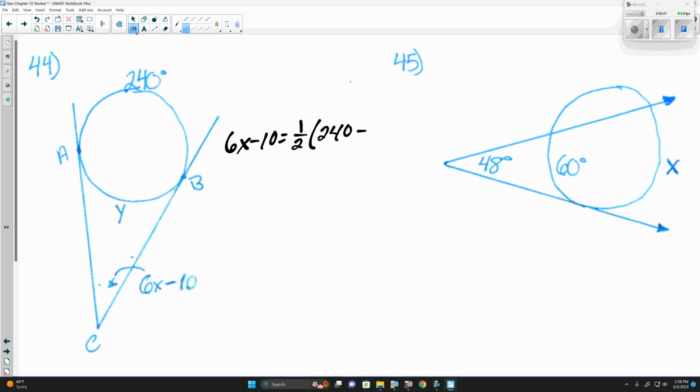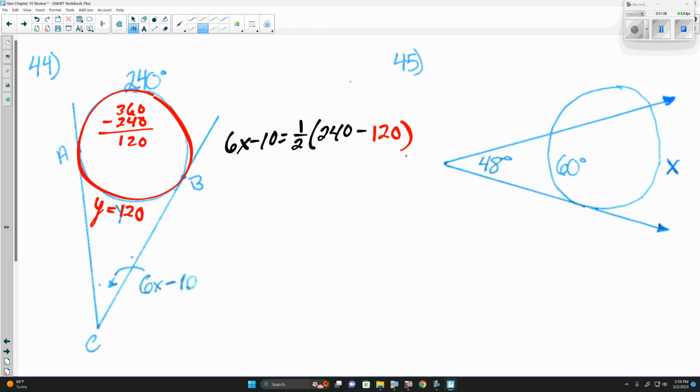Well, together these two add up to be 360. So to find the smaller, we can take 360 and subtract, which would give us 120. So the value of y in this case is 120. So to finish out the formula, we have 6x minus 10 is equal to 1/2 of 240 minus 120.